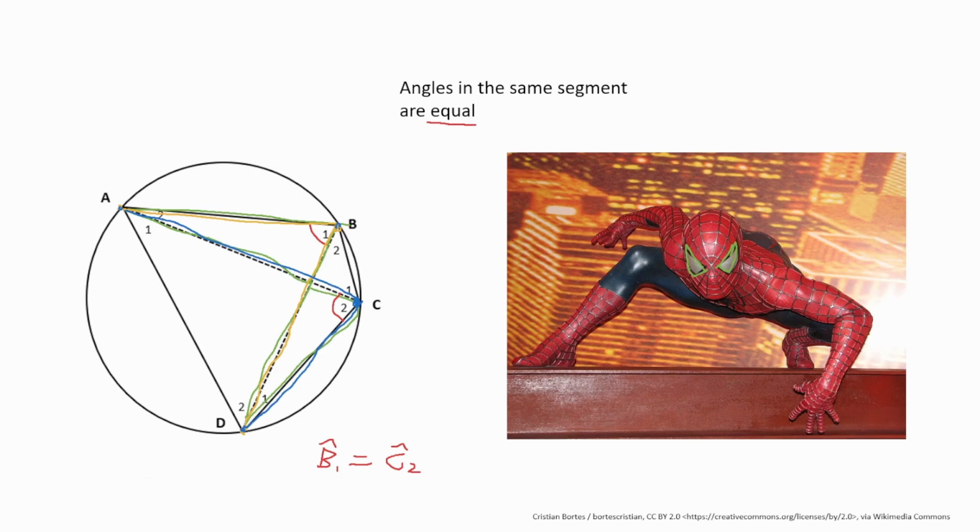I know there's a lot of drawing over here, so I'm going to get rid of some of it. But now let's look at what other angles in the same segment are equal. So if we go to A2 over here, we need to find what else is equal to A2. So you'll see that A2 is at the bottom of this triangle, and D1 is also at the bottom of its triangle. So we can write that angle A2 is equal to angle D1.